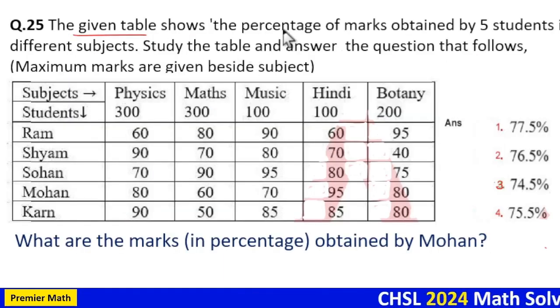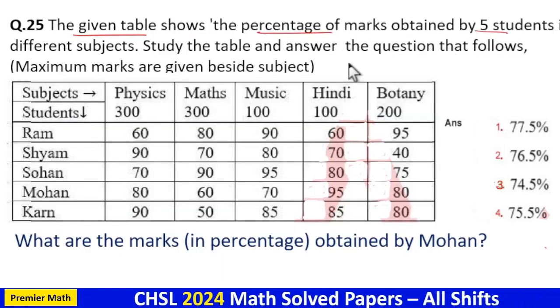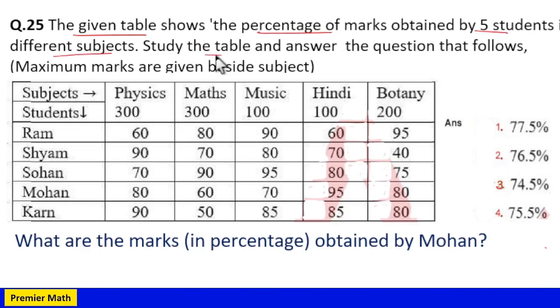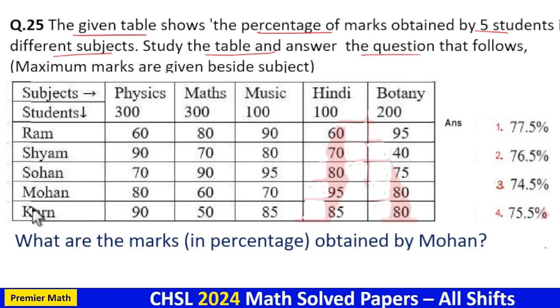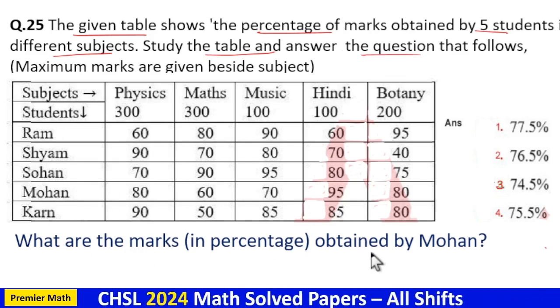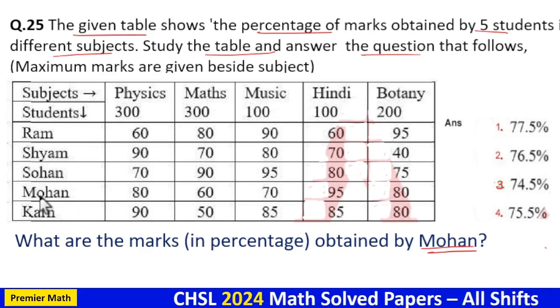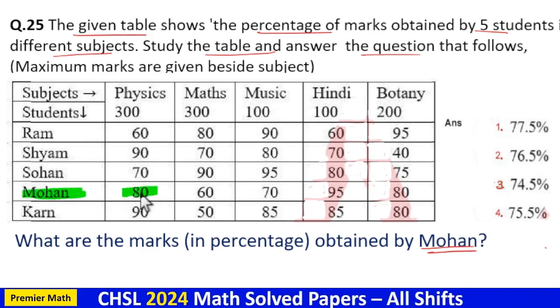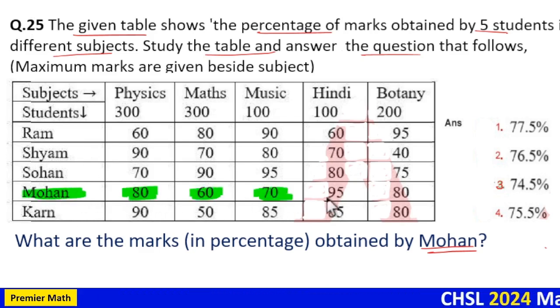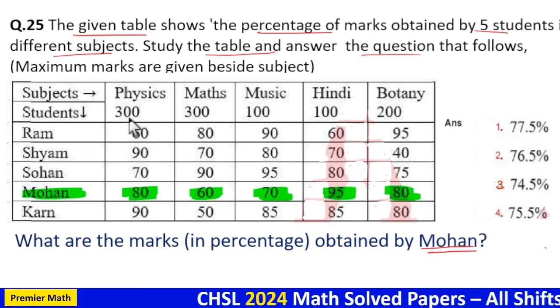The given table shows percentage of marks obtained by 5 students in different subjects. Study the table and answer the question that follows. Here, what are the marks in percentage obtained by Mohan? So, 80%, 60%, 70%, 95% and 80%.